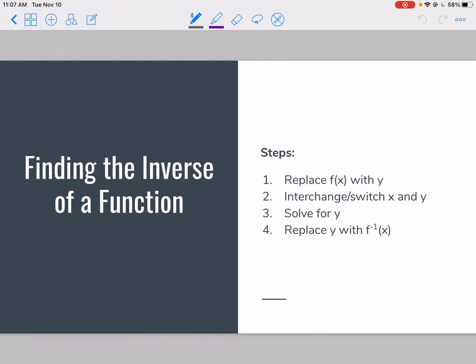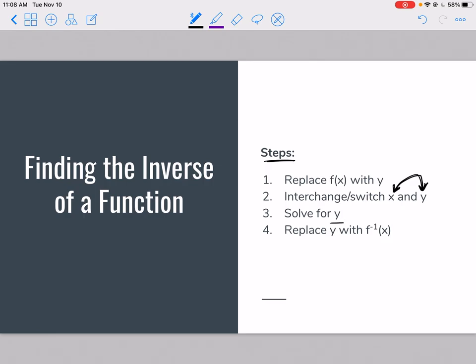Okay. So now let's actually talk about how do you find an inverse equation if you're just given the original equation. Here are the steps. I'm going to give you a minute to write them down. So the first thing that you're going to do is you're going to replace f of x with y. We know that y is another way that we rewrite f of x. That's just in function notation. Then you are going to switch x and y in the equation.